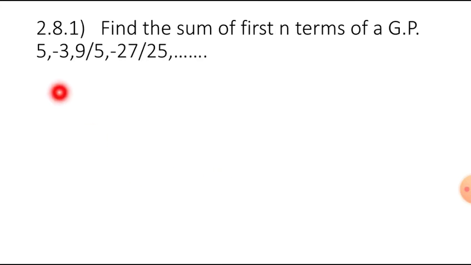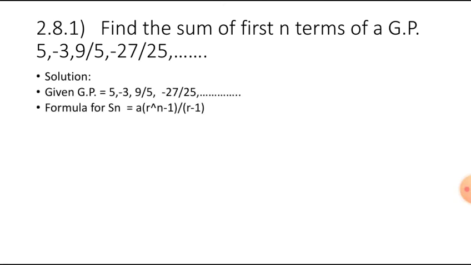So let us have the first problem. Let us find the sum of the first n terms of the geometric progression 5, minus 3, 9 by 5, minus 27 by 25. The formula for the sum of the series is a into r power n minus 1 divided by r minus 1. Here the first term a is equal to 5. And the common ratio is equal to t2 by t1, so the second term minus 3 divided by the first term 5. So the common ratio is equal to minus 3 by 5.